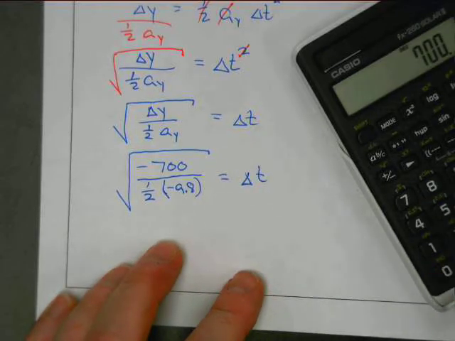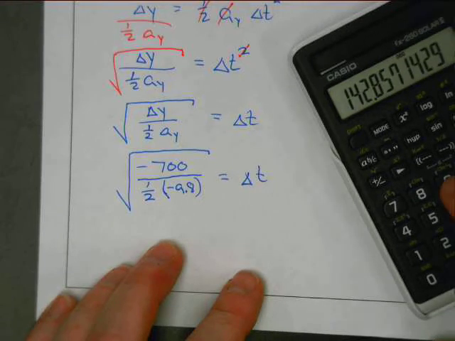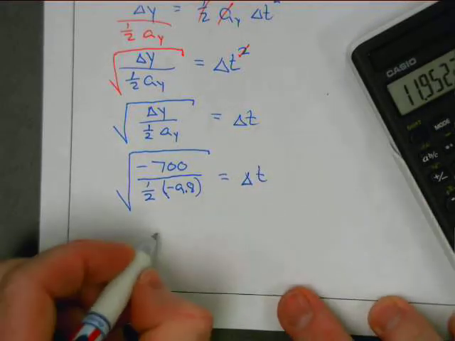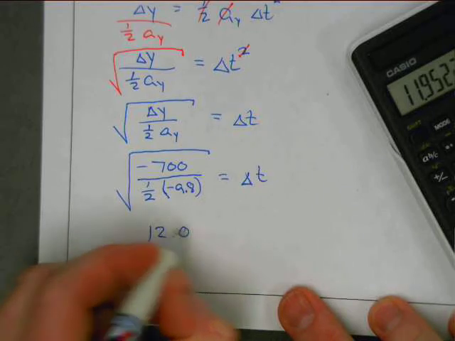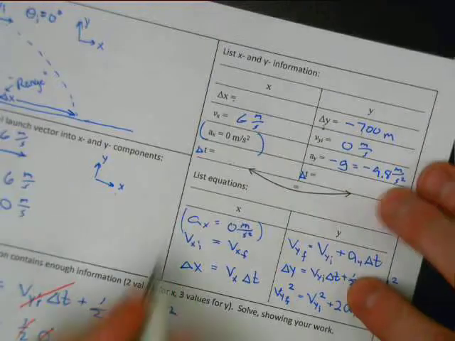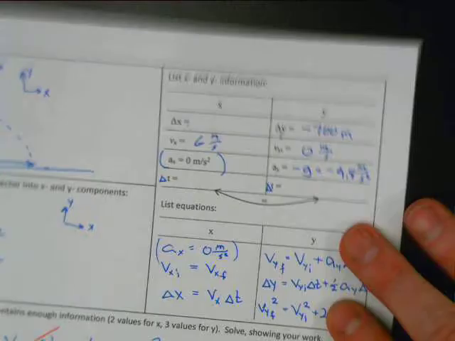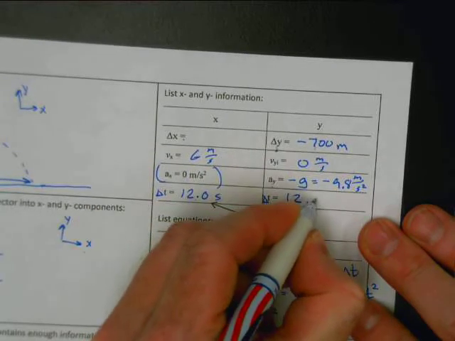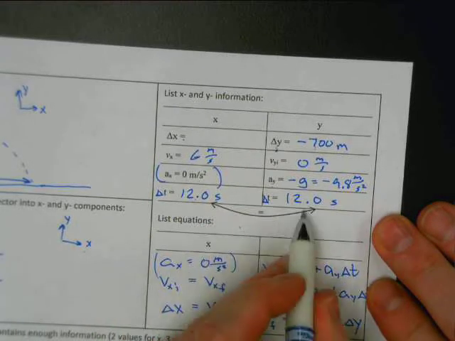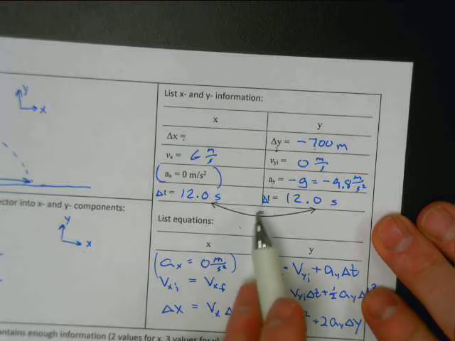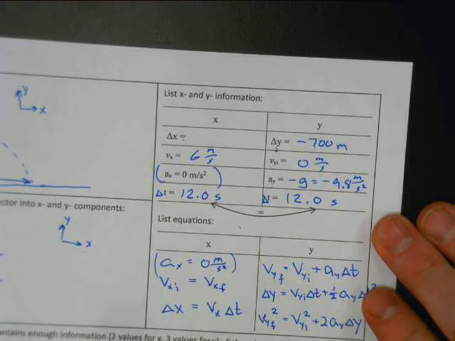Calculator time. 100 divided by 1/2 and divided by 9.8. And finally take the square root. Looks like I got 11.95. I'm going to round that to 12.0. Okay, found the time. But that wasn't the question. So 12.0 seconds. Cool fact about projectile motion: the time is the same for both x and y directions. It's only in the air for the amount of time that it is. So that's when it stops doing the y thing and when it stops doing the x thing.